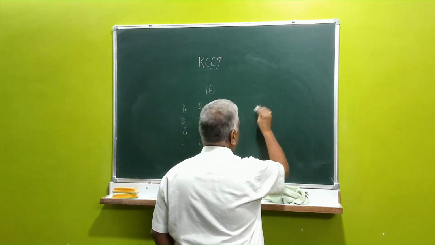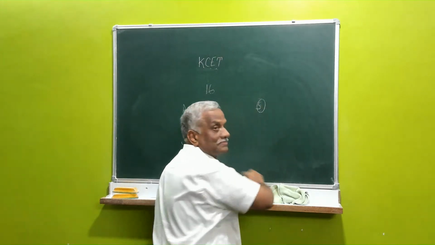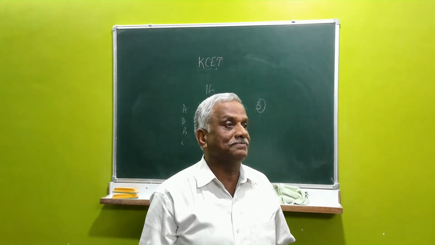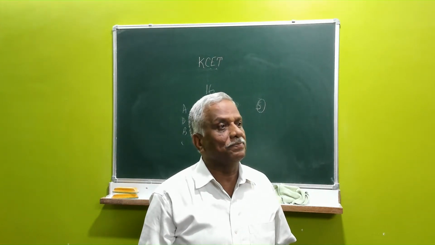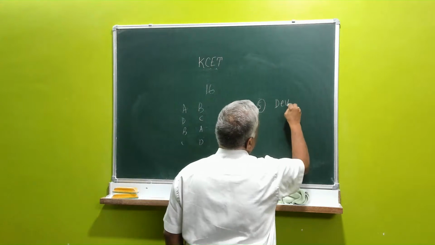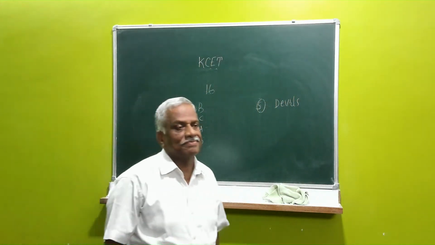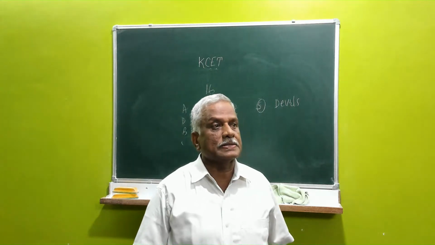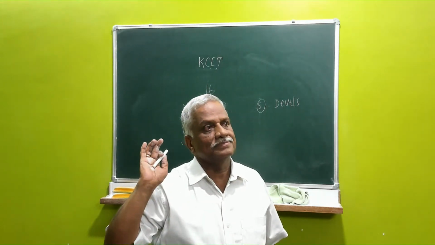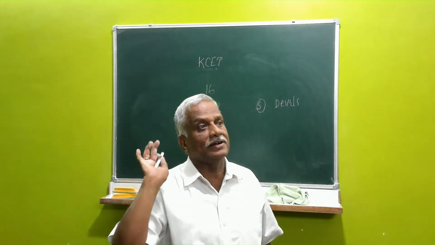Let us consider that normally every year there will be 5 questions which are unknown, difficult. I call them devils. There are 5 devils. See, what happens is 16 question papers are there. The questions are same, the numbering is different.